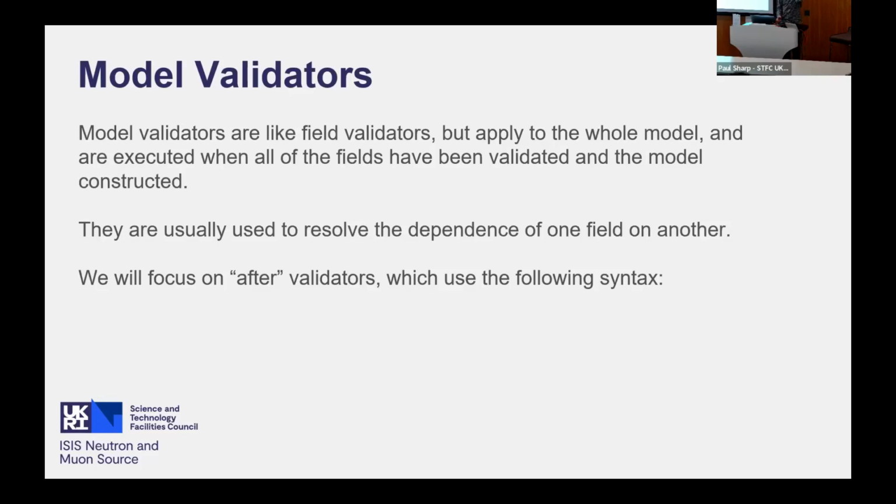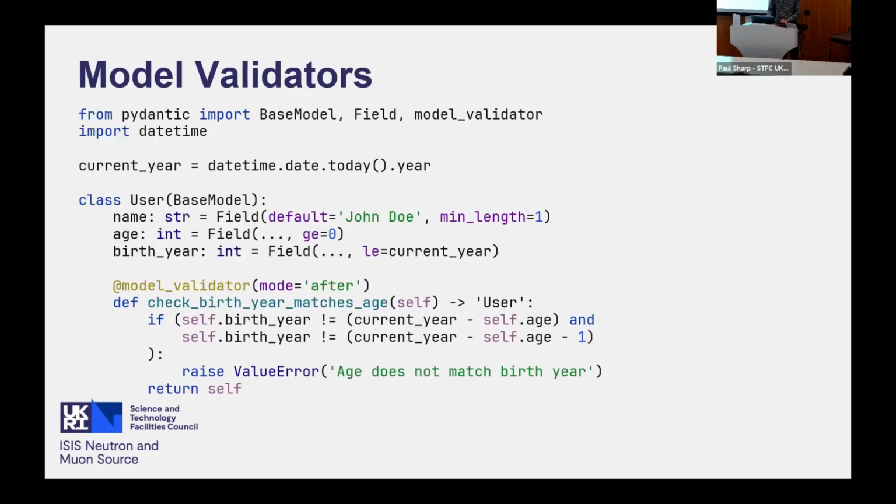So the common use with field validators is we're resolving a dependence of one field on another. So we'll have a look at after validators again using this syntax here. So I've got our user model once again. So the model validator is indicated by the decorator here, and I've reinforced the default that the mode is after. So the routine that we're going to define, as you might have guessed from the other definitions, we're going to check that their birth year matches the age.